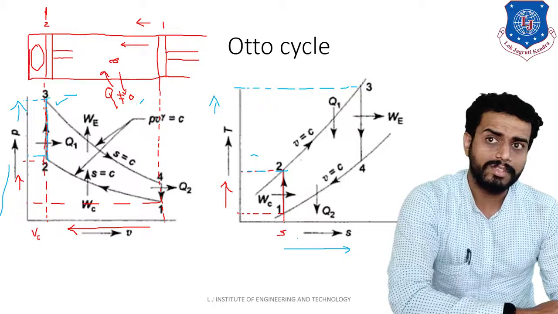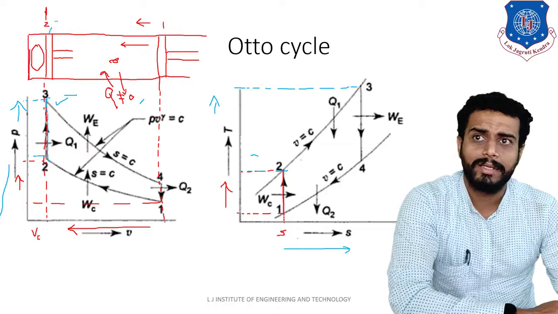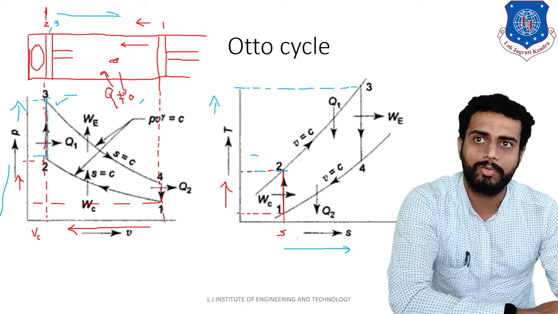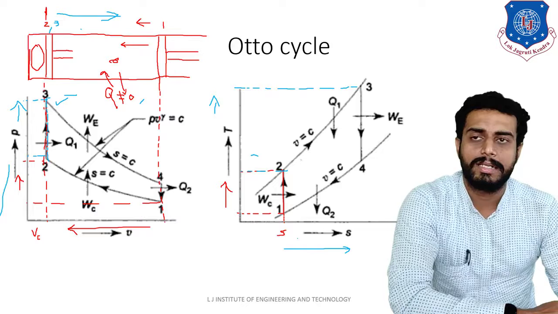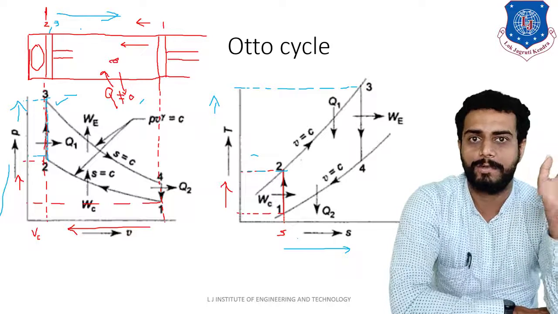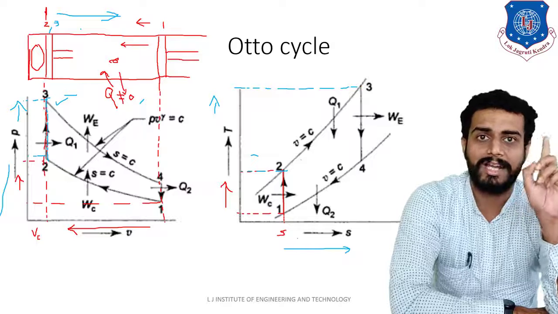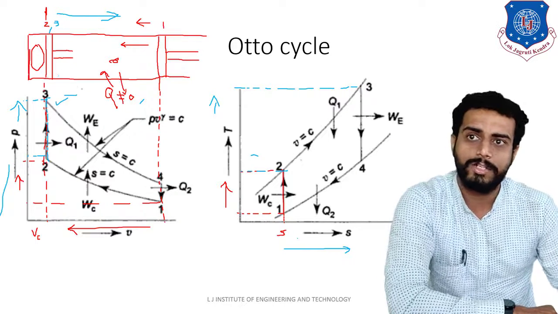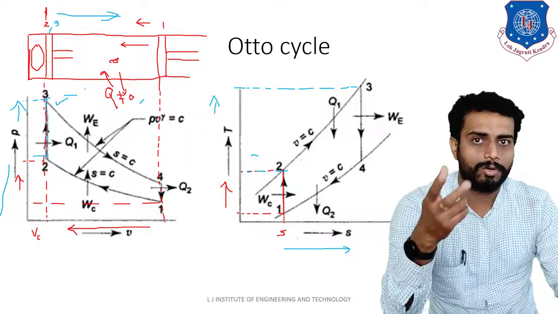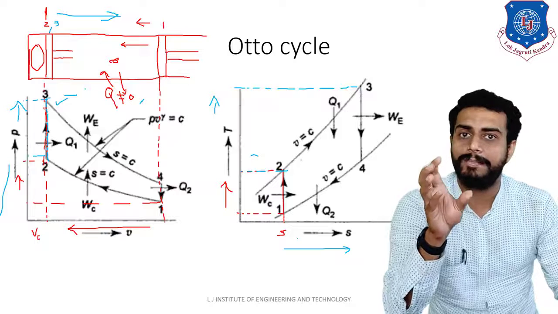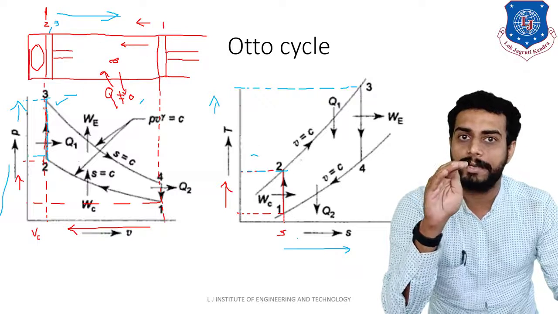Now we have reached point number 3. Now 3 to 4. What is 3 to 4? Now the piston will move towards the outer dead center. That is known as a reversible adiabatic expansion process. Students, reversible adiabatic expansion process, right? Reversible you know, adiabatic you know, and expansion means the piston expands, the volume will increase and the pressure will decrease.